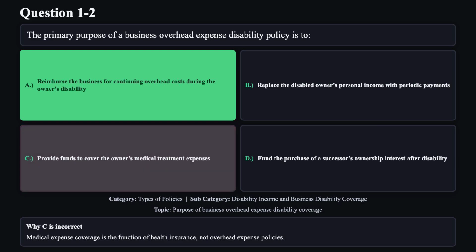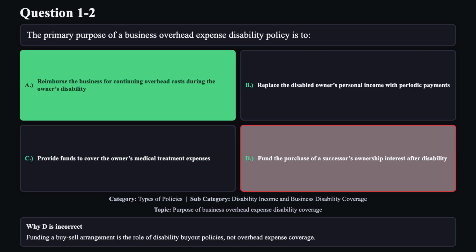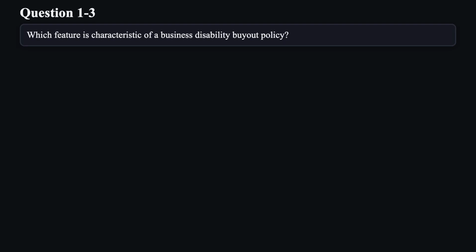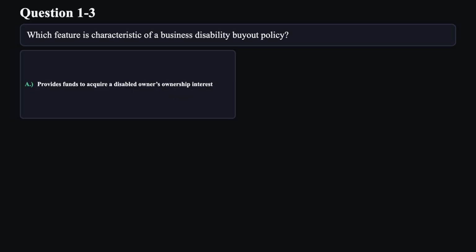Medical expense coverage is the function of health insurance, not overhead expense policies. Reason D is not correct. Funding a buy-sell arrangement is the role of disability buyout policies, not overhead expense coverage. Question 3. Which feature is characteristic of a business disability buyout policy? A. Provides funds to acquire a disabled owner's ownership interest.